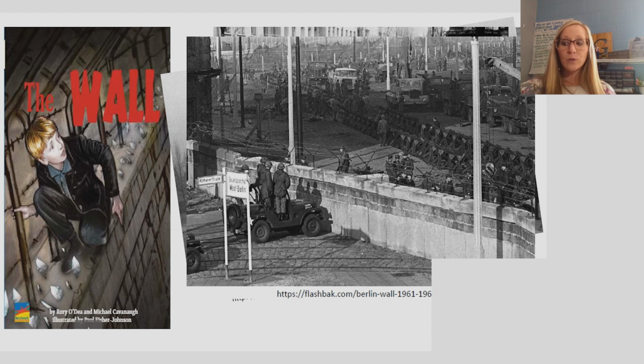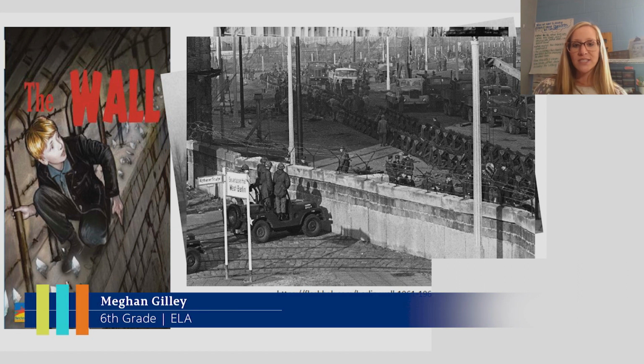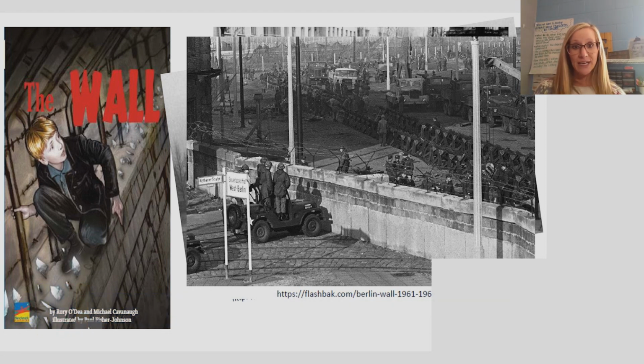We will read more in our story about who controlled each side of this wall, but I will tell you that East Berlin was controlled by the communists, and they were responsible for putting up the wall. Walls can either keep people out or keep people in, or both. So we will learn more about the purpose of this wall as we read.